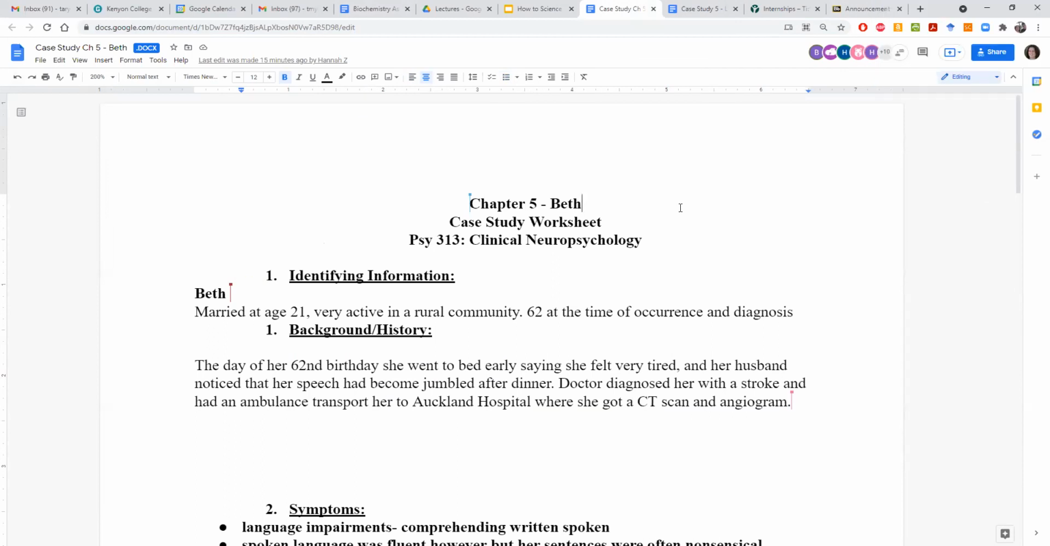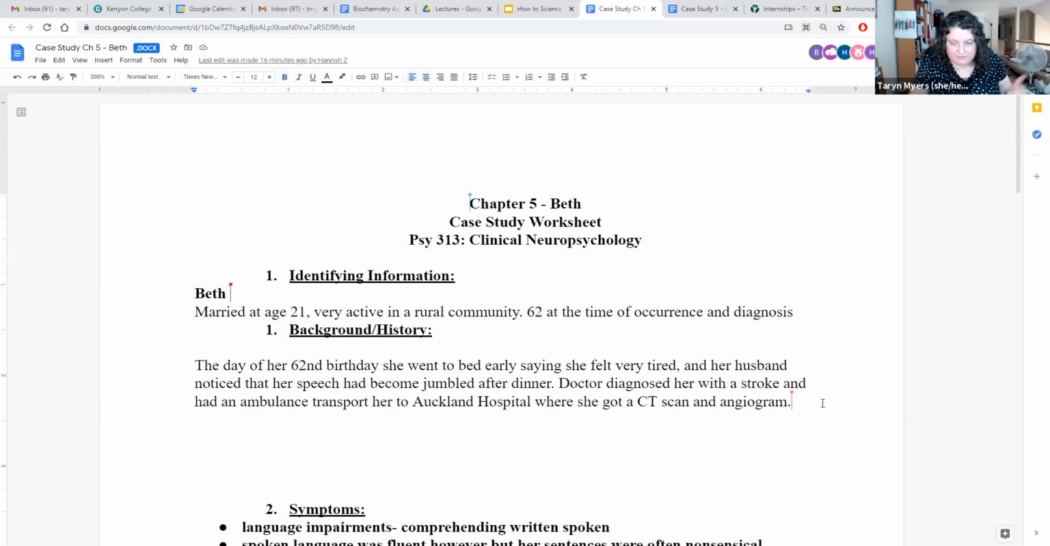So for Beth, she was married at the age of 21. She was also very active in a rural community. And at the age of 62 was the occurrence and the diagnosis of her disorder. Her background and history: on her 62nd birthday, she went to bed early after saying she felt very fatigued, and her husband noticed that her speech had become very stuttered and jumbled after dinner. The doctor diagnosed her with a stroke, and an ambulance had to transport her to Auckland Hospital, I believe that's how you say it, where she got a CT scan and an angiogram.